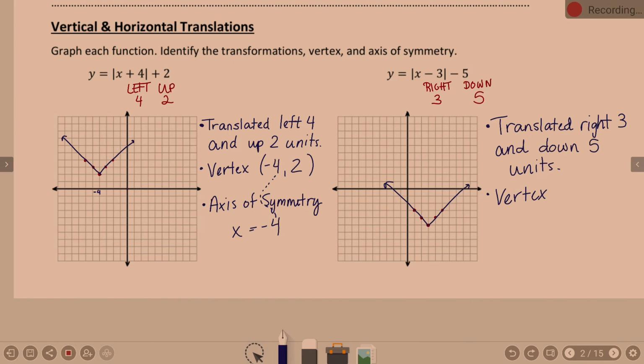Thoughts on the vertex now? What do we got there? Adriana? 3, negative 5. Okay. We went right 3, down 5, so natural to say 3, negative 5. And axis of symmetry is our last one here. Patrick? X equals 3. You guys like that this time? He picked the x value. He said x equals 3. He didn't just say 3. Am I getting you guys trained on the axis of symmetry? As crazy as it is, that's one of the hardest things, just because we don't want to give that form.